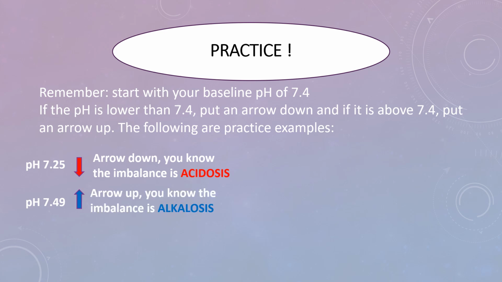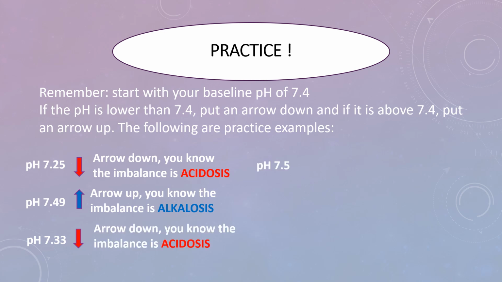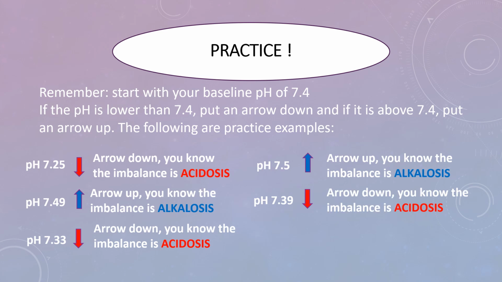It indicates alkalosis. We have a pH of 7.33, that is down. It indicates acidosis. A pH of 7.5, it is up. It indicates alkalosis. A pH of 7.39 is down. It indicates acidosis. And a pH of 7.41 is up. It indicates alkalosis.